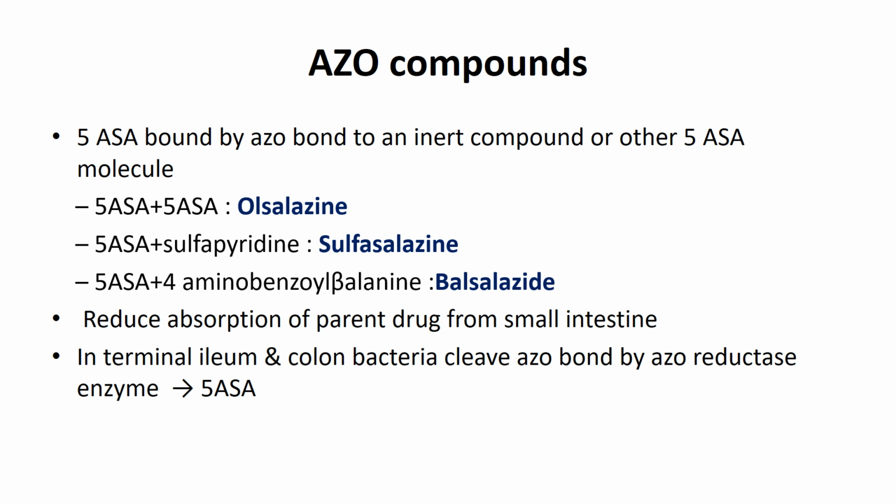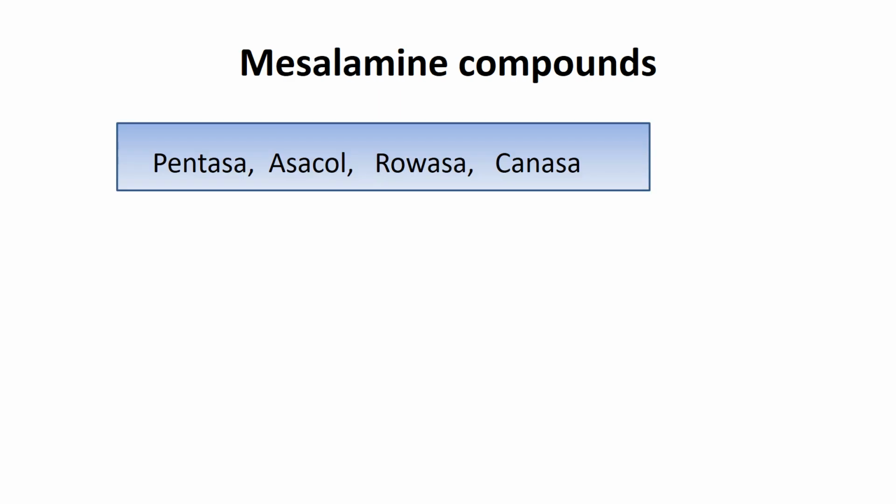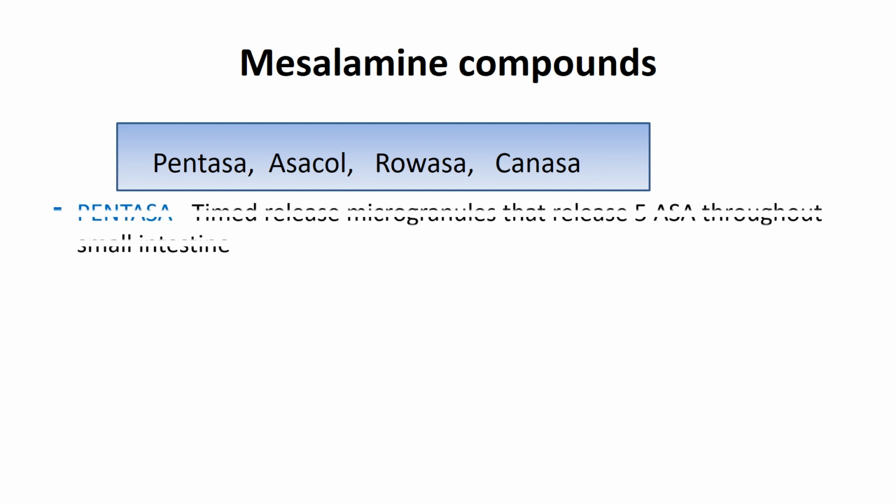And also in the terminal ileum and colon, bacteria cleave the azo bond by azo reductase enzyme and release the active 5-ASA from that molecule. This is the main mechanism. Then mesalamine compounds: Pentasa, Asacol, Rowasa and Canasa. Pentasa is a timed-release microgranule that releases 5-ASA throughout the small intestine. So the microgranules will be released in the small intestine.